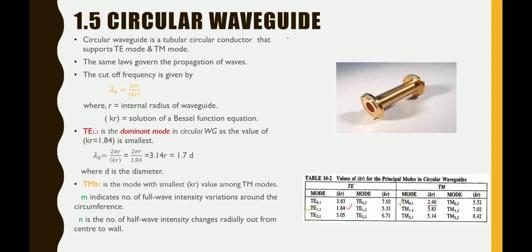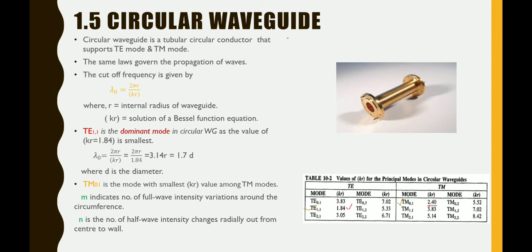So lambda 0 can be given by substituting the value of kr into 2 pi r by kr, which becomes 2 pi r by 1.8412. The whole value, that comes to 3.14 times r radius, that will become 1.7 times the d, the internal diameter of the circular waveguide, where d is the diameter.